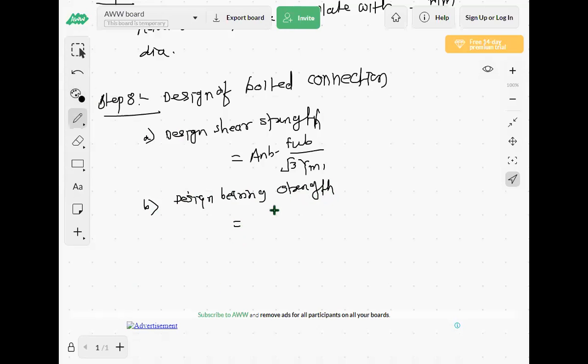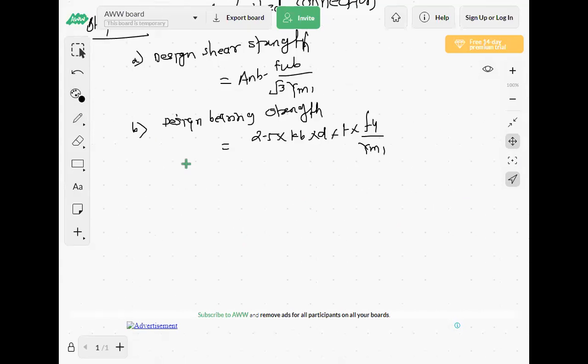Then bearing strength, how to calculate? 2.5 into kb into d into t into fu divided by gamma m1. So the design strength of the bolt is equal to what? The minimum of shearing and bearing. So the minimum of small a and small b is your design strength.